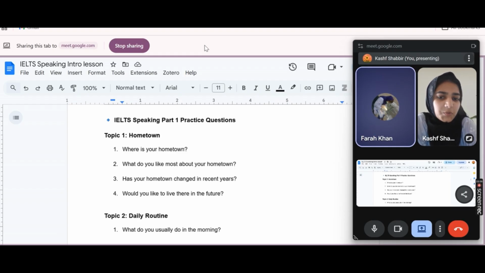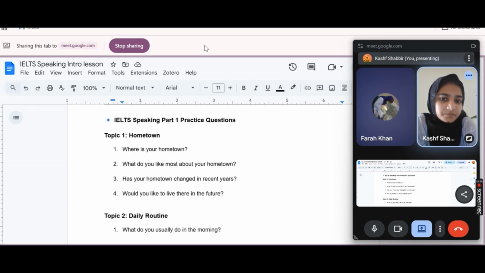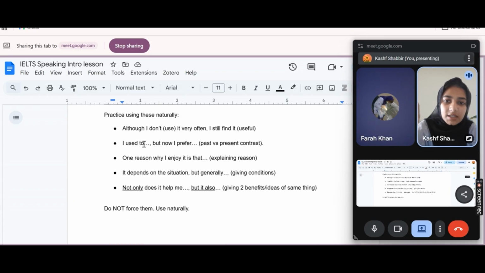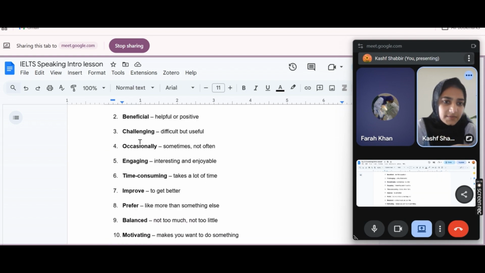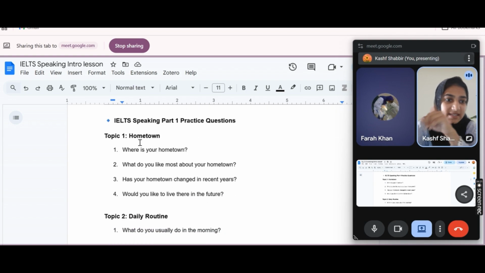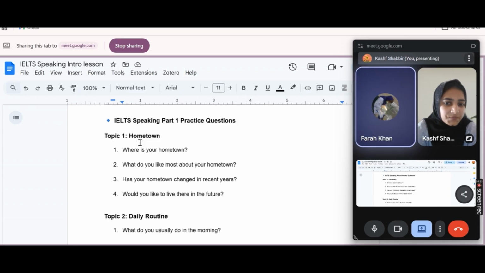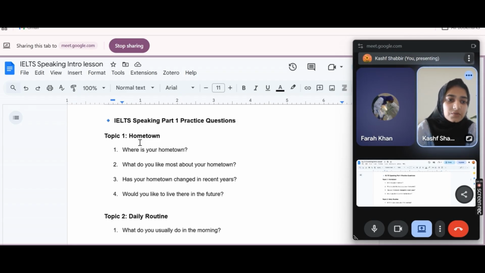Good. Better. A lot better. All right. Very good. Now, we are moving to the next question. Has your hometown changed in recent years? Here you can use this sentence structure: my hometown used to be this, but now it is this. You can use this past and present comparison: it used to be very XYZ, but now it is any kind of adjective you can add here. Use this sentence structure whenever you are answering this question.